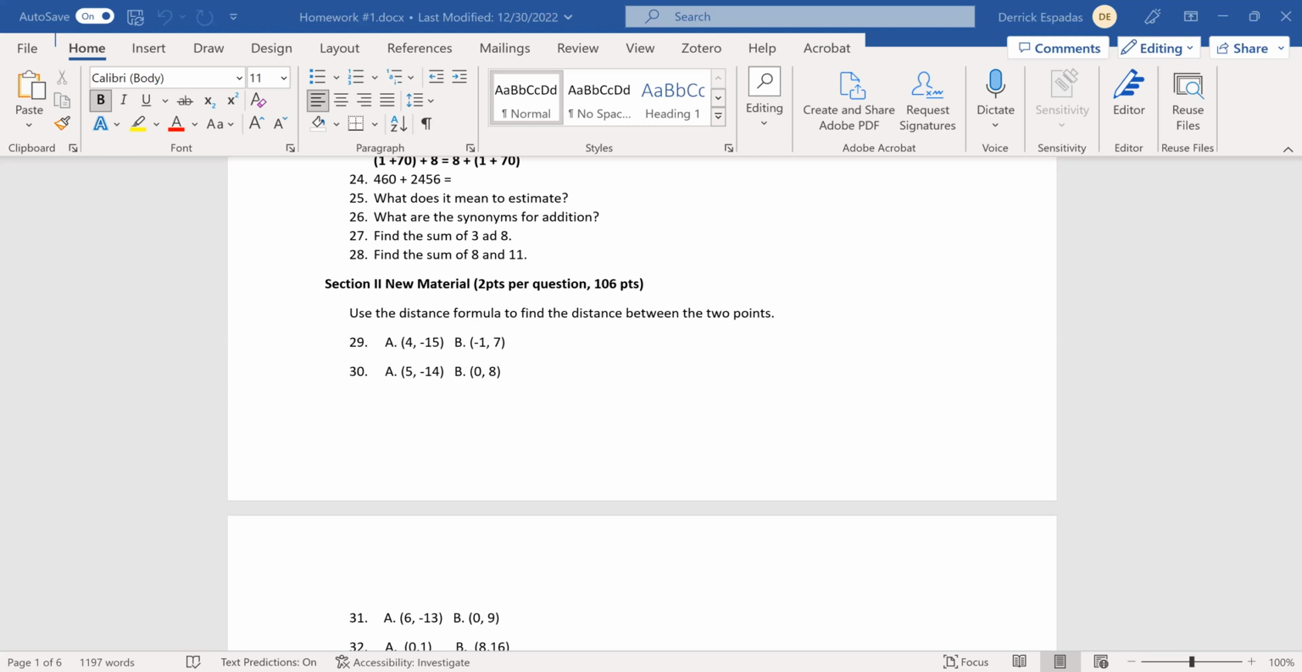Now let's square them. -3 times -3 is +9, and 4 times 4 is going to be 16, which equals 25. And then we take the square root of 25, and we know that 5 times 5 equals 25. So the square root of 25 is 5.